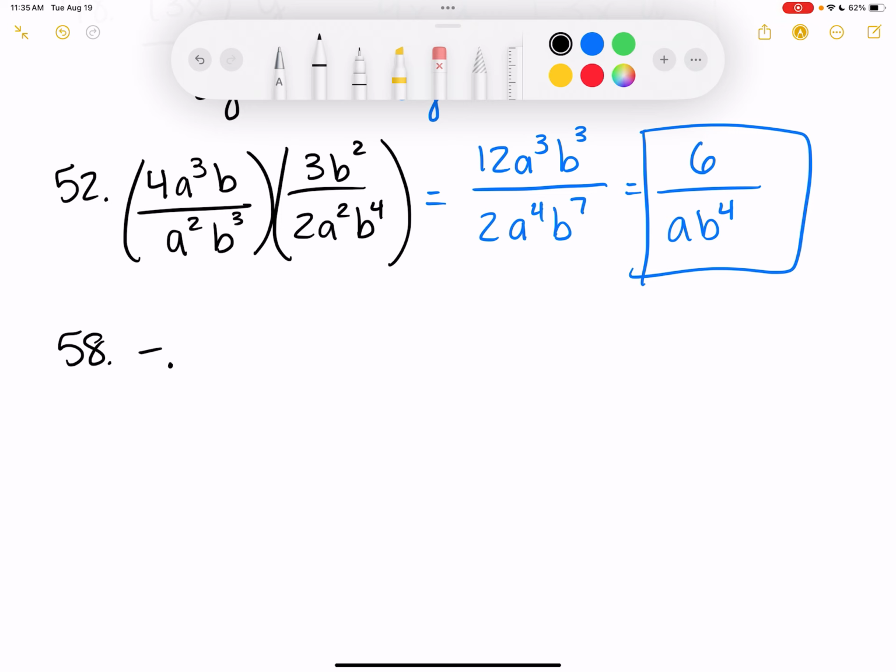Negative... 0.0000000000000000000000000016. I tried to group them so it was a little easier. Yeah, who said there shouldn't be commas and decimals? I agree.